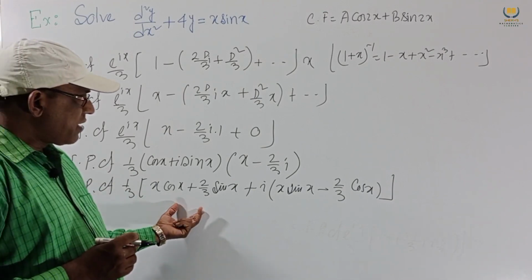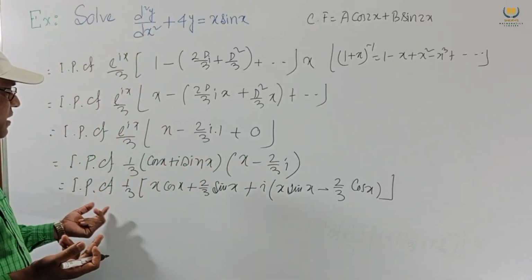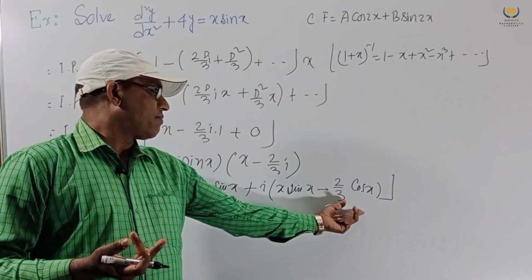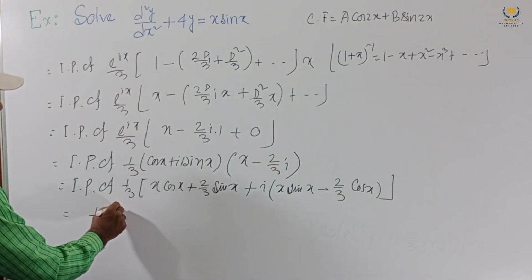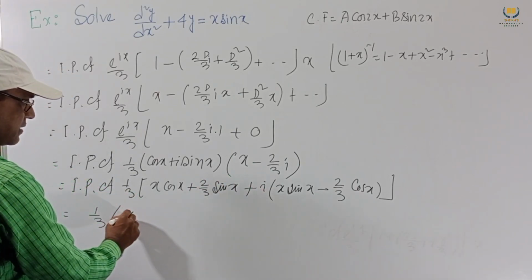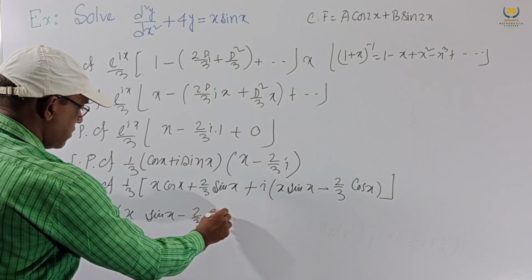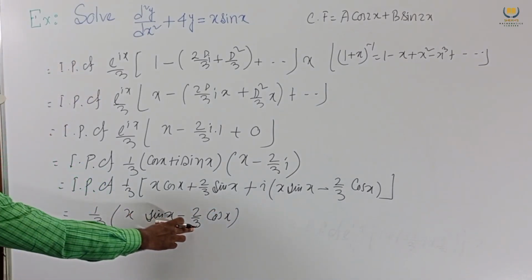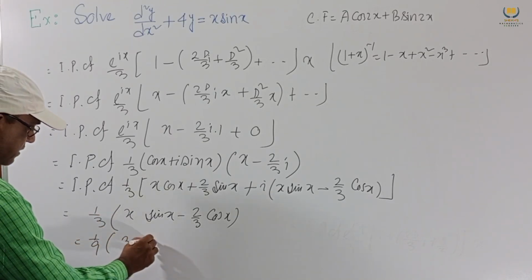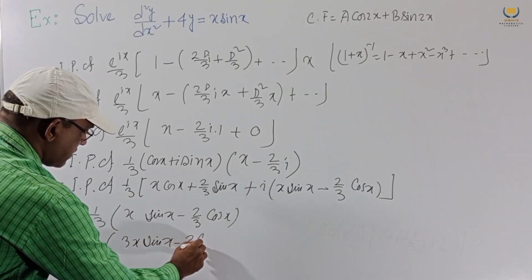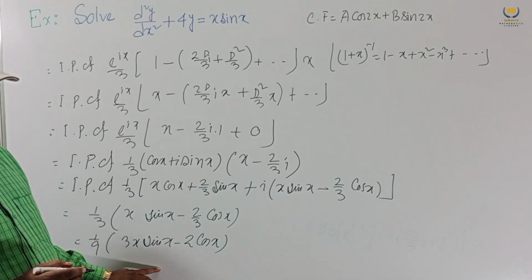Now this is the real part, and this one is the imaginary part. Our requirement is the imaginary part of this complex number. So this will be 1 by 3 times (x sin x minus 2 by 3 cos x). Taking LCM 3, we get 1 by 9 times (3x sin x minus 2 cos x). This is our particular integral.